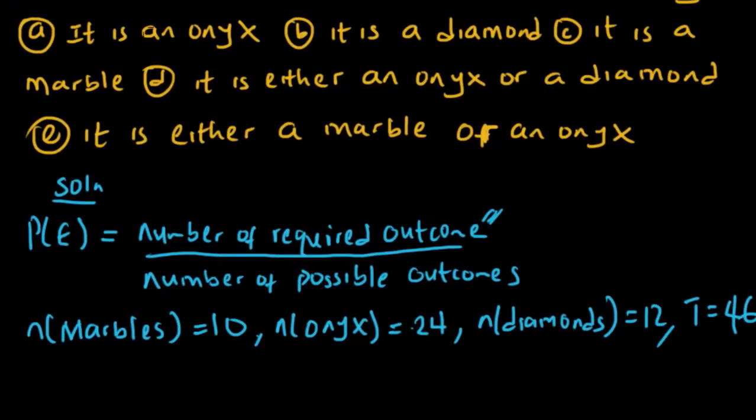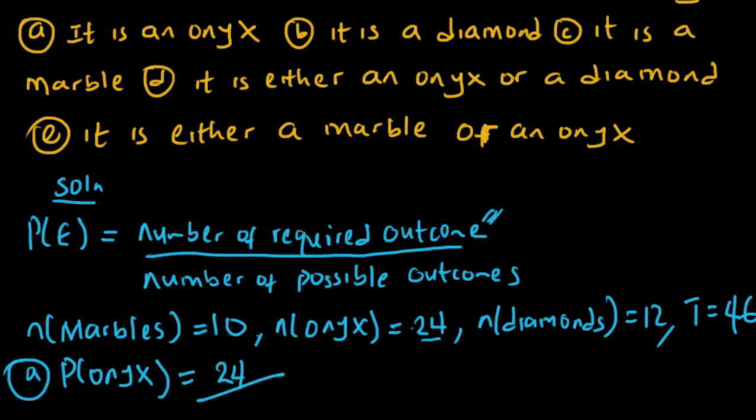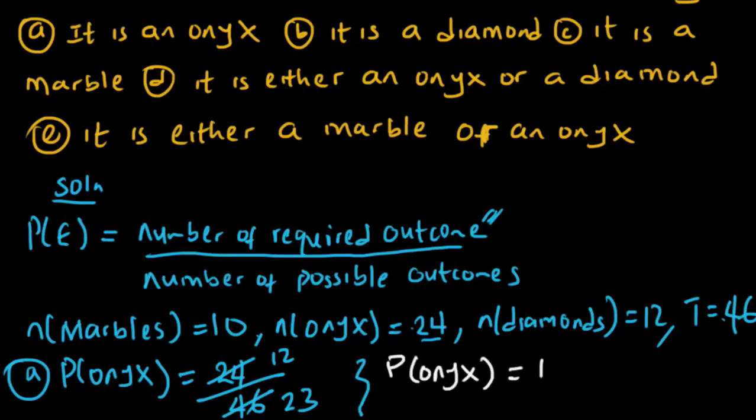What's the probability that the stone picked is an onyx? So we have probability that it's an onyx will be equals to, how many onyx do we have? 24 all over. What's the total number of stones? 46. Do you understand? 2 goes here 12, 2 goes here 23. So we have probability that it's an onyx equals to 12 over 23. Do you understand? Now let's do for B.